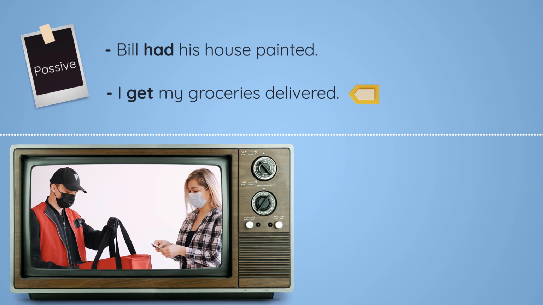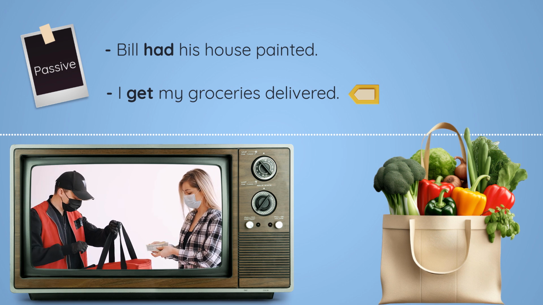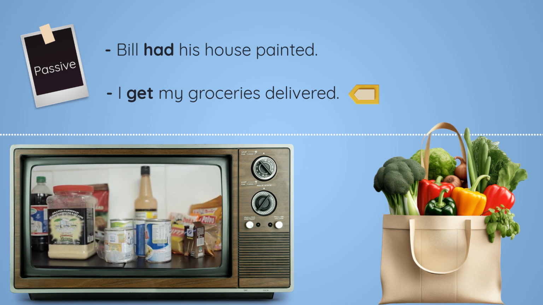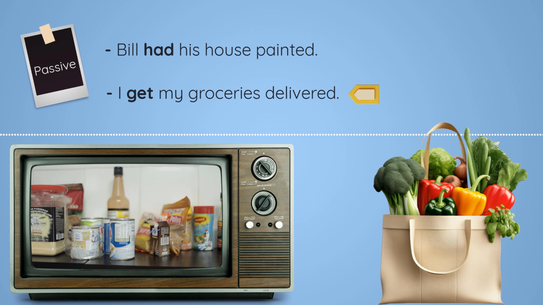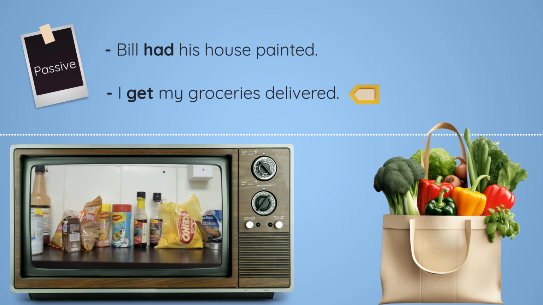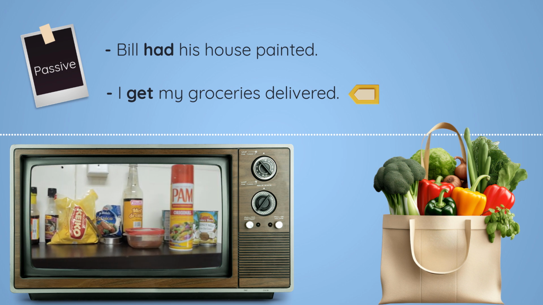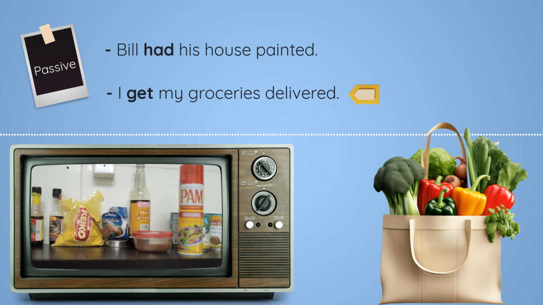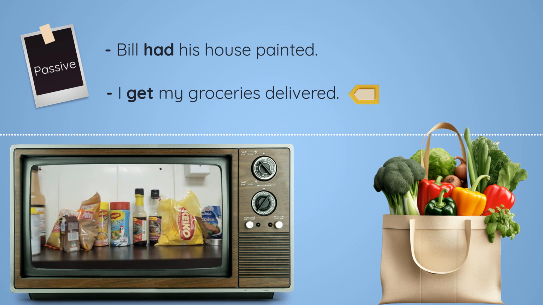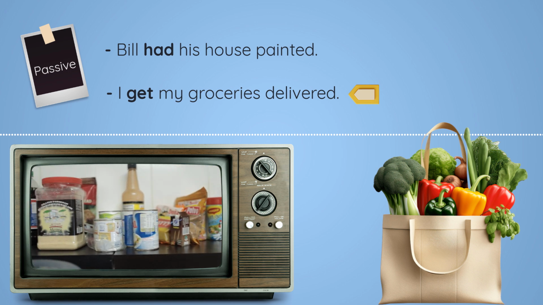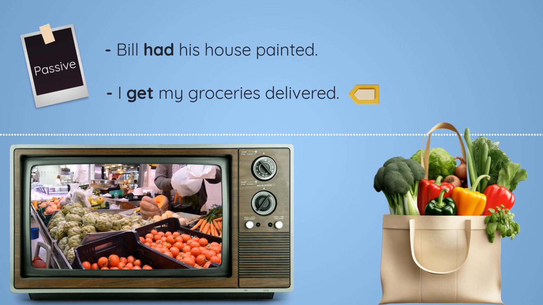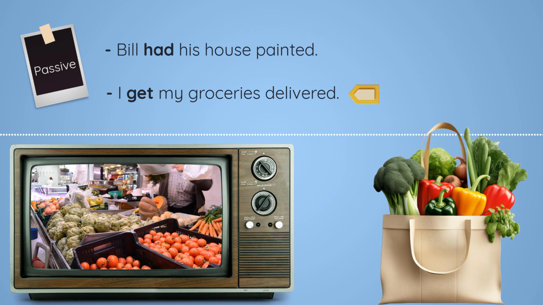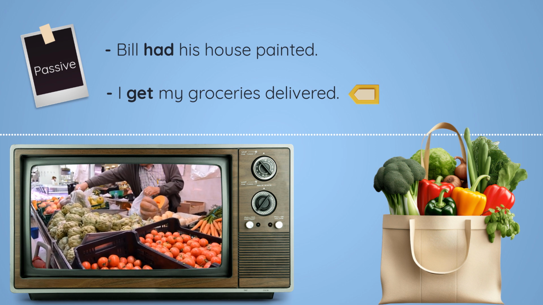I get my groceries delivered. Groceries. All the things from the supermarket that I need at home. I don't like to go to the supermarket and shop and carry all my things home. I call them. I tell them what I need, they deliver it. So I get my groceries delivered to me. Who delivers it? I don't know. I don't care. I have groceries. I'm eating. I'm happy.